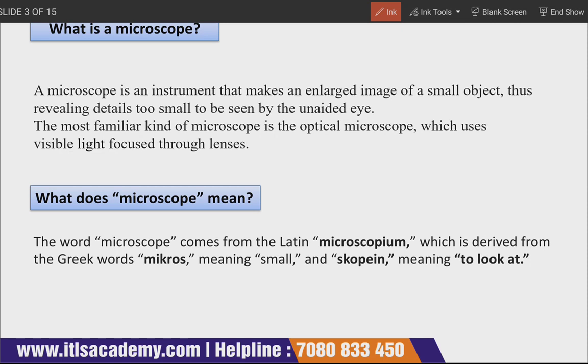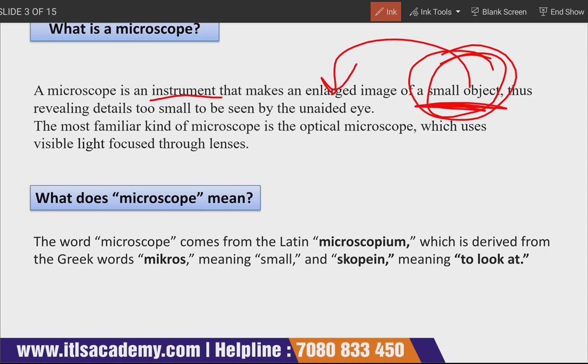As we have studied, what is microbiology? It is the study of very small objects that we cannot see with our naked eyes. So what does a microscope do? It is an instrument that makes these small objects visible. It enlarges the small object so that you can easily visualize it through the microscope.